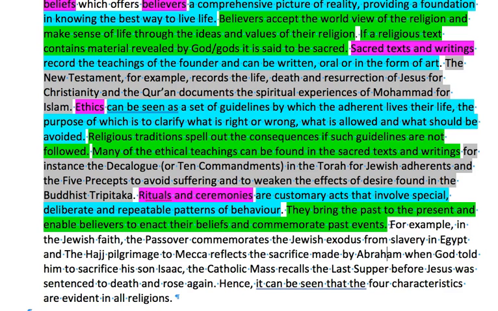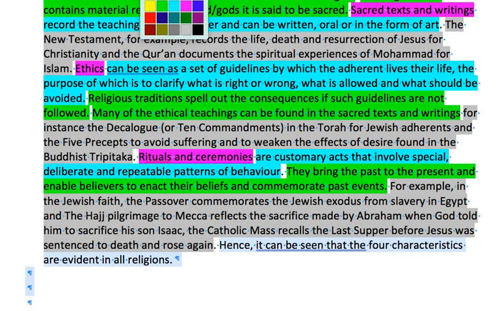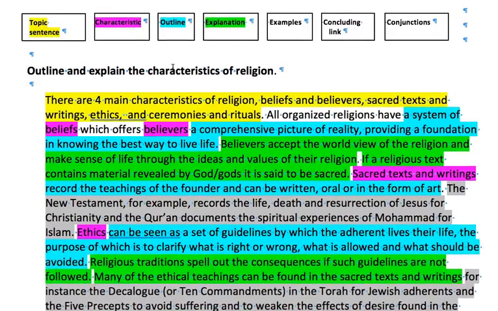For example, in the Jewish faith, the Passover commemorates the Jewish exodus from slavery in Egypt, and the Hajj pilgrimage to Mecca reflects the sacrifice made by Abraham when God told him to sacrifice his son Isaac. Also, the Catholic Mass recalls the Last Supper before Jesus was sentenced to death and rose again. And so just a brief concluding link back to our topic sentence. Hence it can be seen that the 4 characteristics are evident in all religions. I don't know if that's a great concluding link, but in any case.